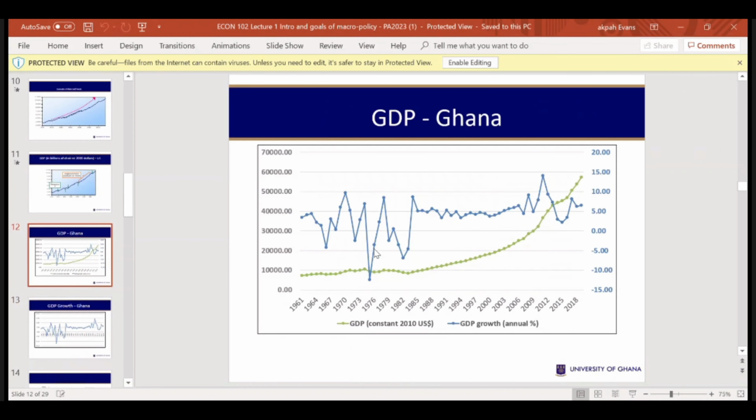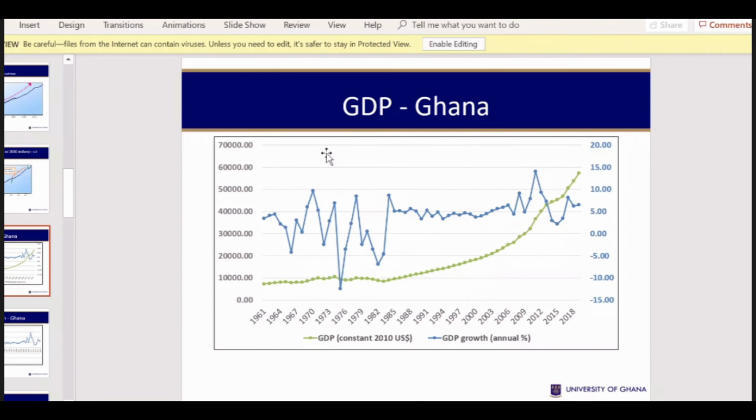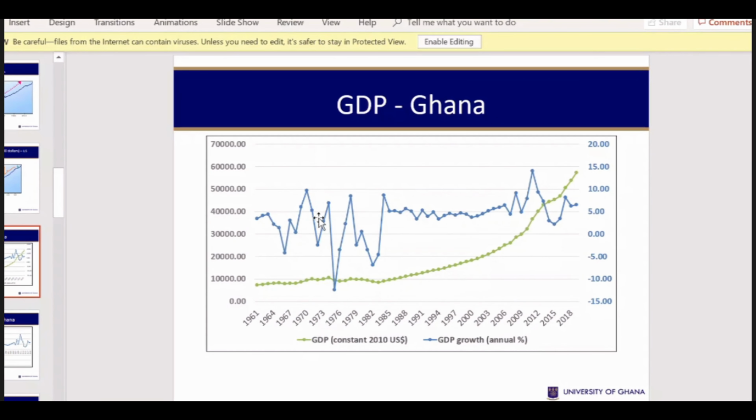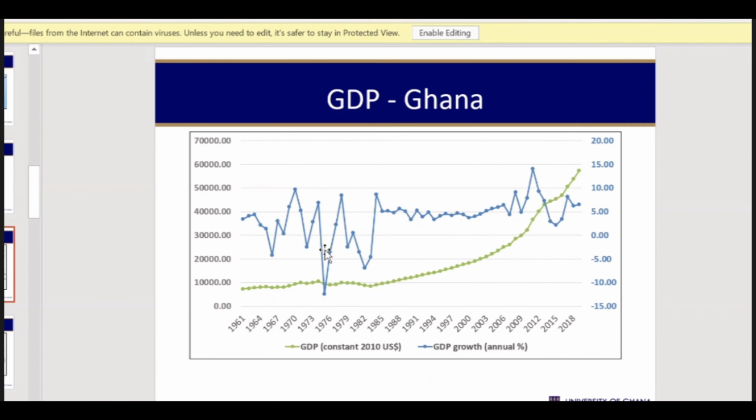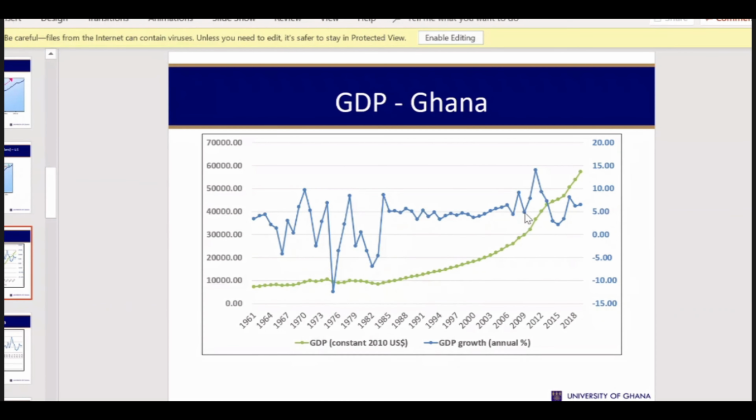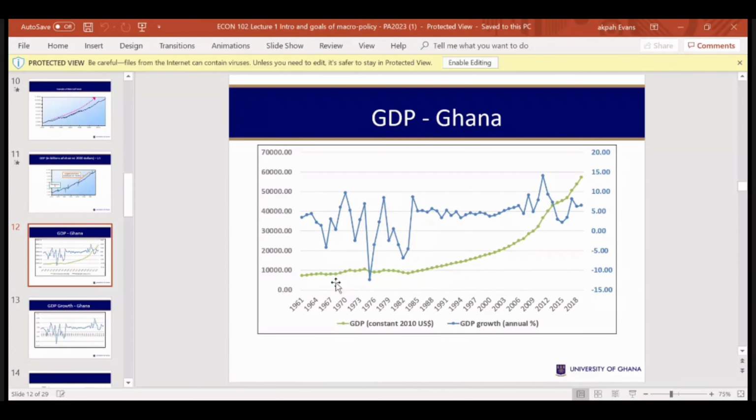Now let's go to that of Ghana. You see the fluctuation is even higher in the case of Ghana. At times it looks like it's close to zero. The blue line is the growth rate. I don't know if by now you understand what the growth rate is and what the GDP itself is. The growth rate of GDP fluctuates even higher than the GDP itself. So the blue one is the growth rate.